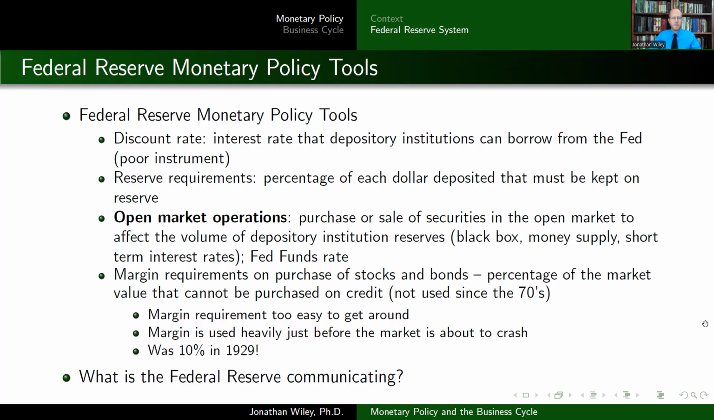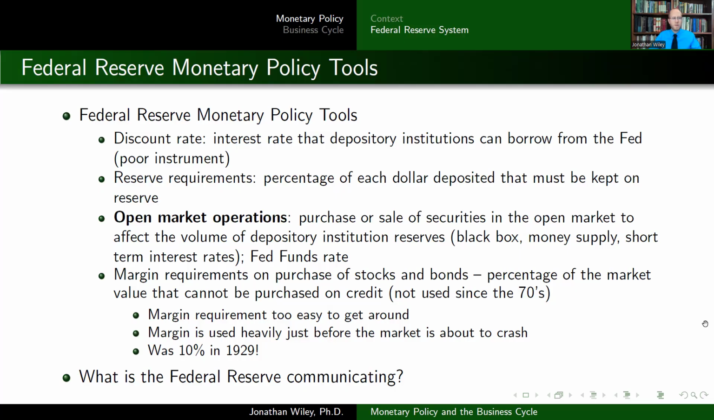Now, I have listed on here that this is perhaps to some extent somewhat of a poor instrument, at least in my opinion. The reason is that although the Federal Reserve can control the rate at which it lends funds to depository institutions, it can't make them borrow per se. Although the Federal Reserve could change the discount rate, depository institutions don't necessarily have to borrow, and so that isn't necessarily as effective at inducing market activity to produce the outcomes that they want, perhaps.